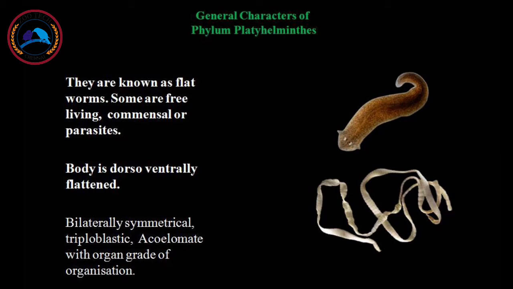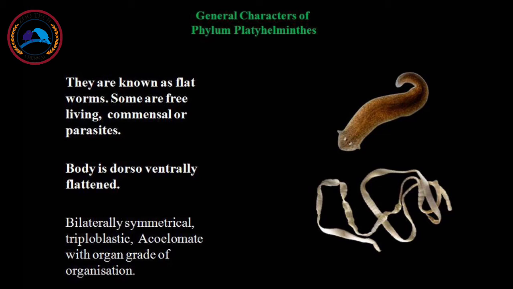Before this phylum, like Ctenophora, Cnidarians and Porifera, the most primitive types, we were talking about diploblastic animals. But this is the first phylum where we are going to talk about triploblastic animals. Triploblastic means three layers. That is, you will be having an outer ectoderm, an inner endoderm, and the middle one is the mesoderm.